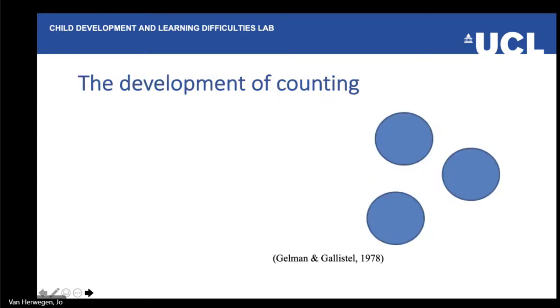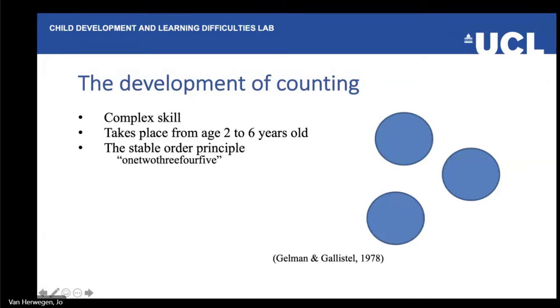But obviously, this subitizing ability is a precursor for later counting, so when children need to keep track. And I'm sure you're familiar with this, but I just wanted to quickly go over the development of counting. So as you may know, counting is a complex skill. It's more than just one thing. And it therefore takes place across development between the ages of 2 to 6 years old. So children start off the development of counting with learning the number names, and that's what we call the stable order principle.